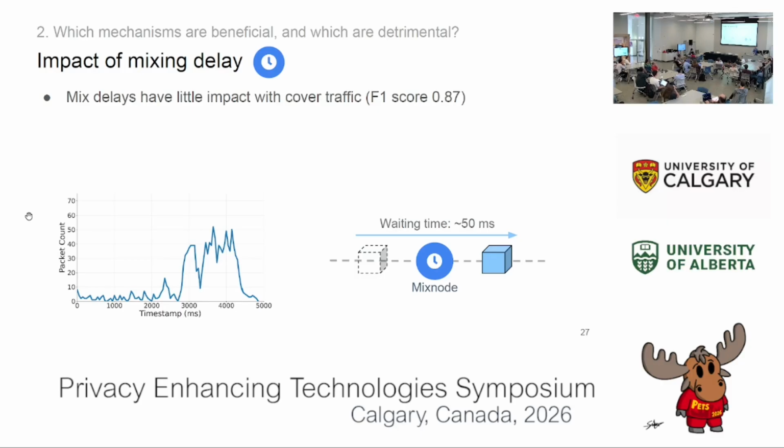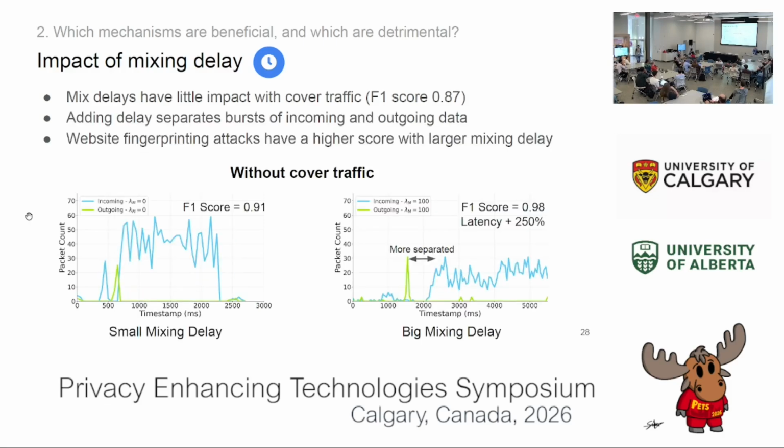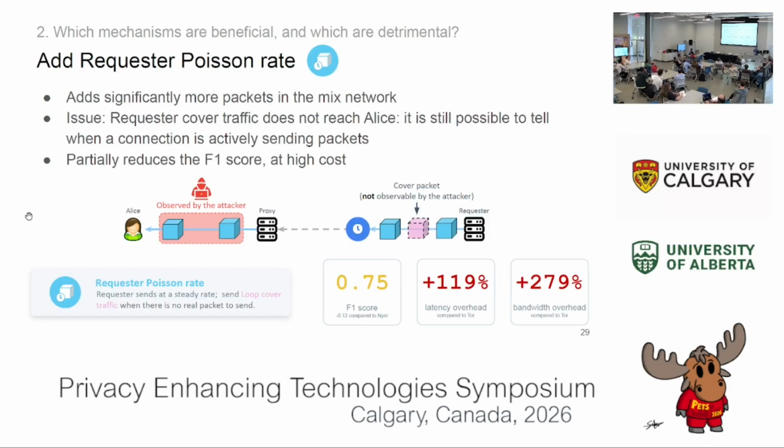We wanted to know if this mixing delay was beneficial or detrimental. What we notice when we remove the cover traffic is that a small mixing delay provides better defense than a big one. The reason is that with a big mixing delay, you will have bursts that are more separated in time. And if they are more separated, they are more identifiable by the machine learning model, and it will provide a better score. So mixing delay does not really help.